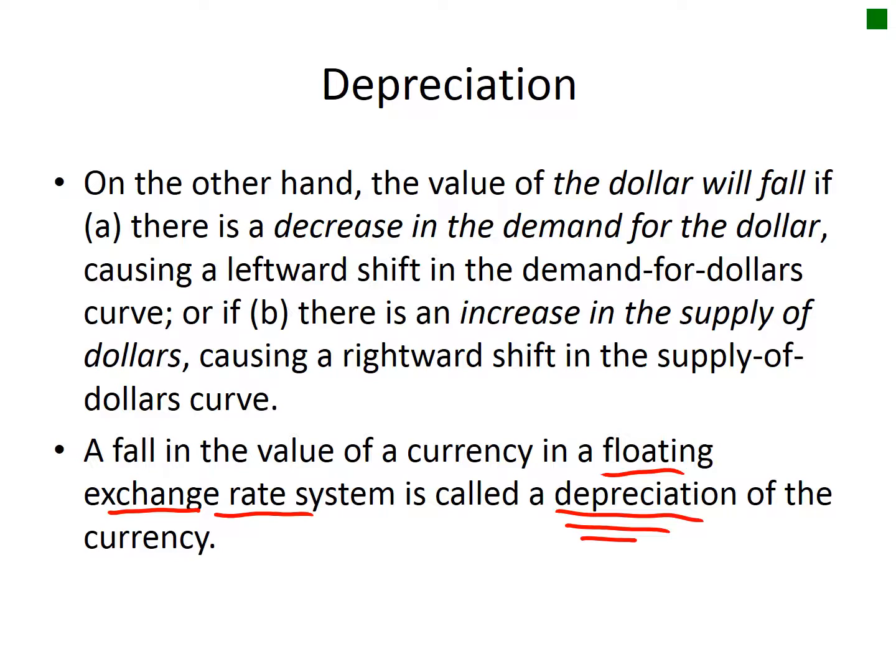We also know from micro that if there's an increase in supply of a product and the supply curve shifts right, again, the price or value of the product will go down. Well, just like with currencies, if there's an increase in the supply of dollars, causing a rightward shift in the supply of dollars curve, it will depreciate.